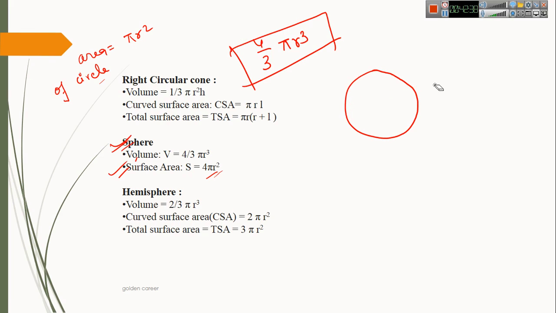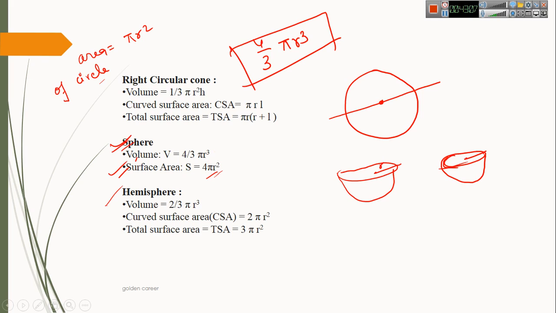For a sphere, we don't have curved surface area or total surface area. We only have surface area, which is equal to 4 pi r square. If you remember, area of a circle is equal to pi r square. So for a sphere, the area is 4 times the area of a circle of same radius. So the surface area of a sphere is 4 times the area of a circle of same radius.